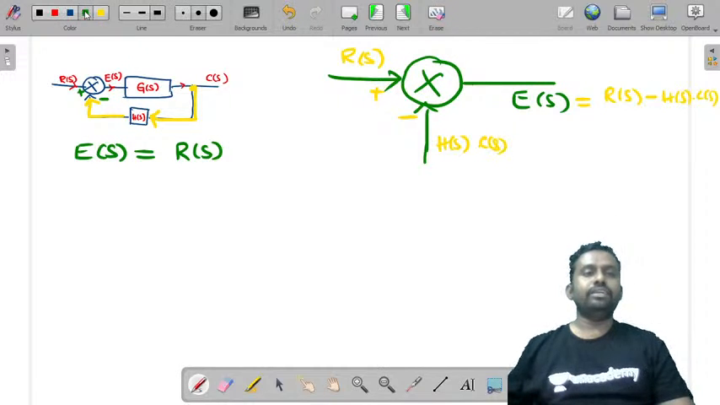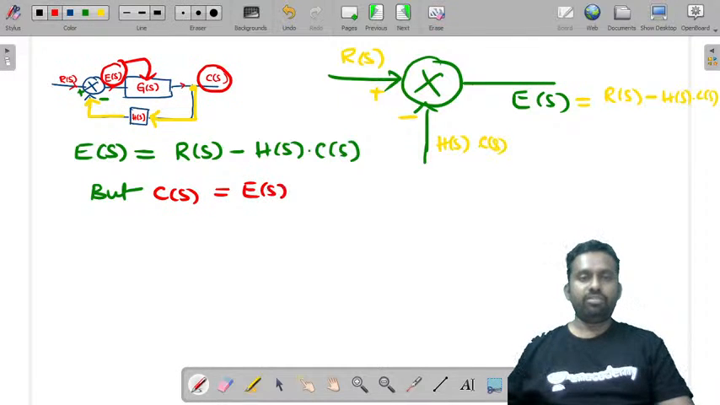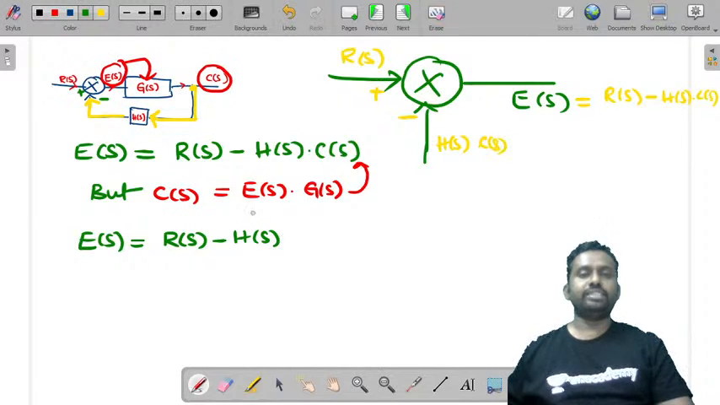So that's what I'm going to write. E of S is equal to R of S minus H of S into C of S. But we know that if you look at this, what is C of S? It is E of S into G of S. So C of S is equal to E of S into G of S. So substitute this in this equation. So you can write it as E of S is equal to R of S minus H of S, in place of C of S, write E of S into G of S.